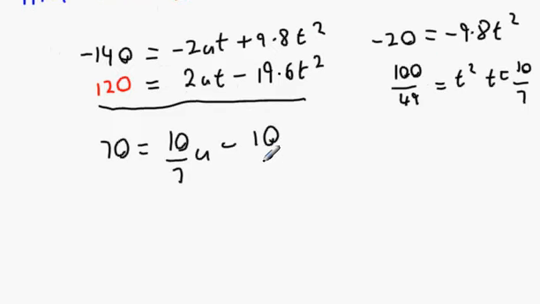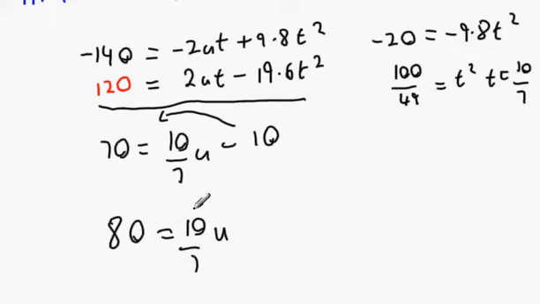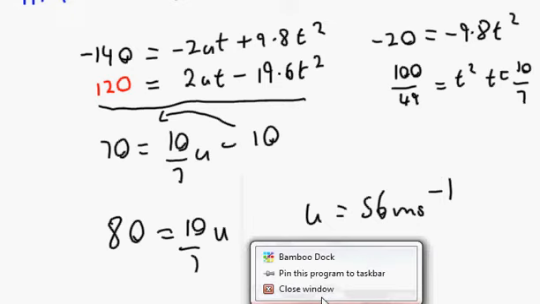the 10 over to the other side, and what happens there is it's going to become 80. 80 equals 10 over 7 u, and then it's going to be 560 divided by 10, which is going to get you u equals 56 meters per second. Is that correct? Grand. Okay, and let's close the window.